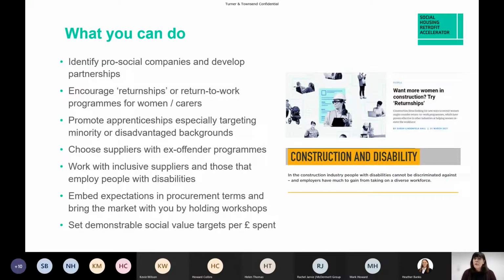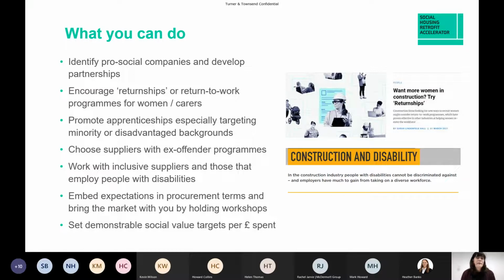But you could, if you don't already know, identify pro-social companies who are on your patch. If you're a large organisation, you might cover a lot of square miles, hundreds or thousands, or have properties dispersed across the whole of the UK. So you might have to reach out to colleagues in other areas to help you do this mapping exercise.